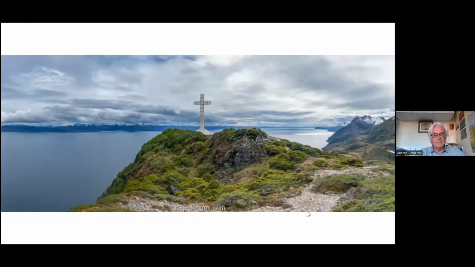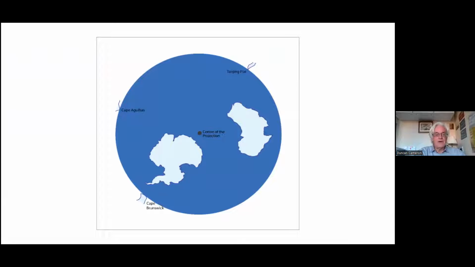The next picture. This is quite a wild image, isn't it? It's the southernmost part of Cape Brunswick, which is the southernmost point of South America. Of course, Tierra del Fuego is actually an island. So this is actually the southernmost part of the South American mainland. And it's looking across at Tierra del Fuego, a very wild image. But again, it's recognized as such.